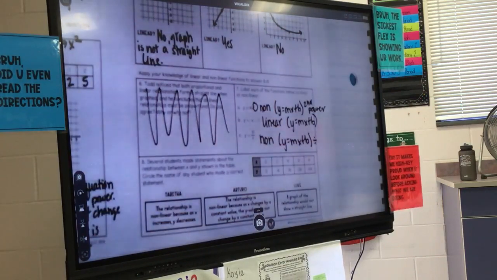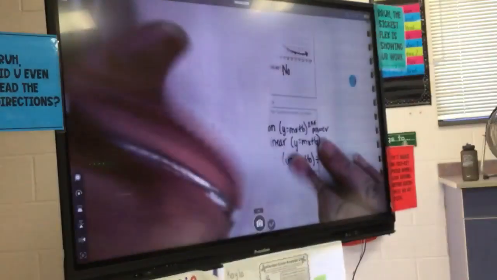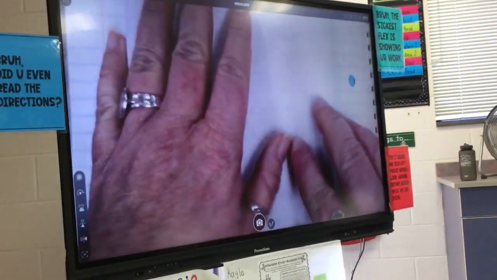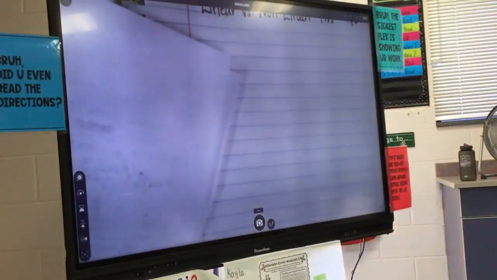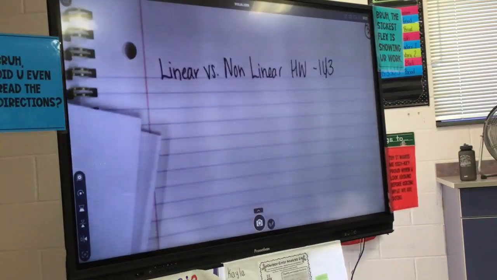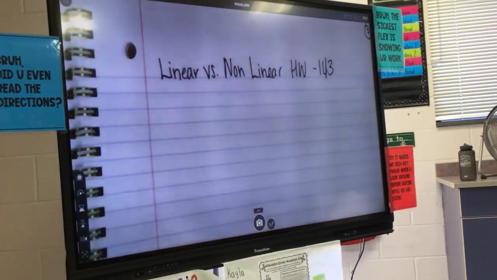All right, so you need to slide over to the right side in your notebook. And you need to title it linear versus nonlinear homework. Yes, you have homework. However, if you use your time wisely, you won't have homework.